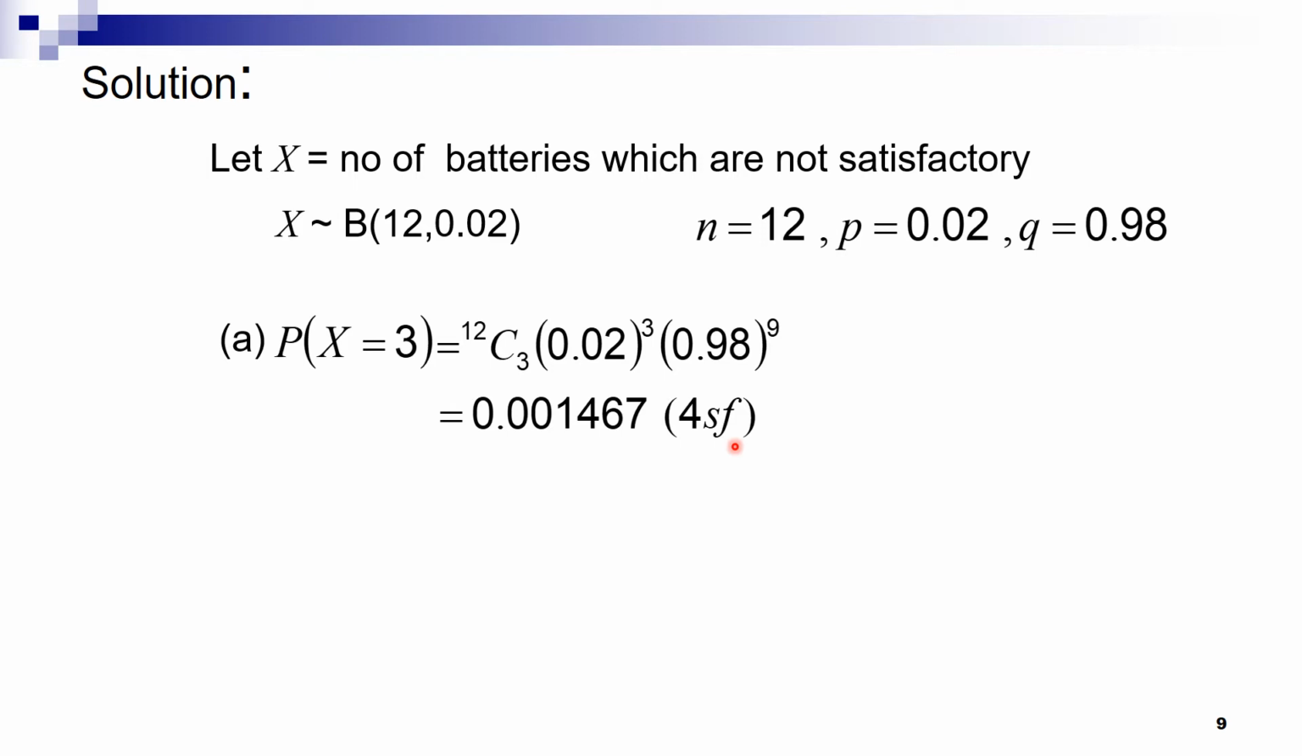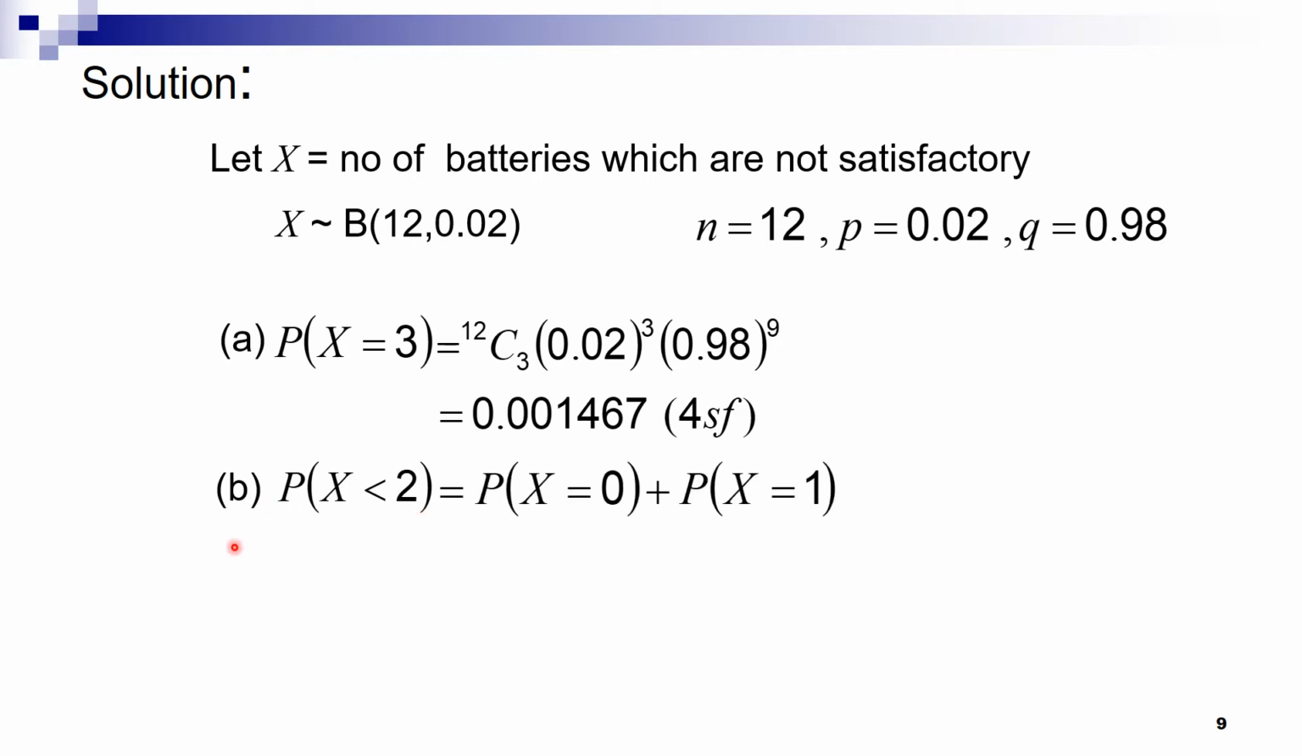Okay, the probability that less than 2 batteries are not satisfactory. So the mathematical sentence is, part B, P(X < 2). So since this is discrete, P(X = 0) plus P(X = 1). Okay, so it's very important that you look at the inequality sign.